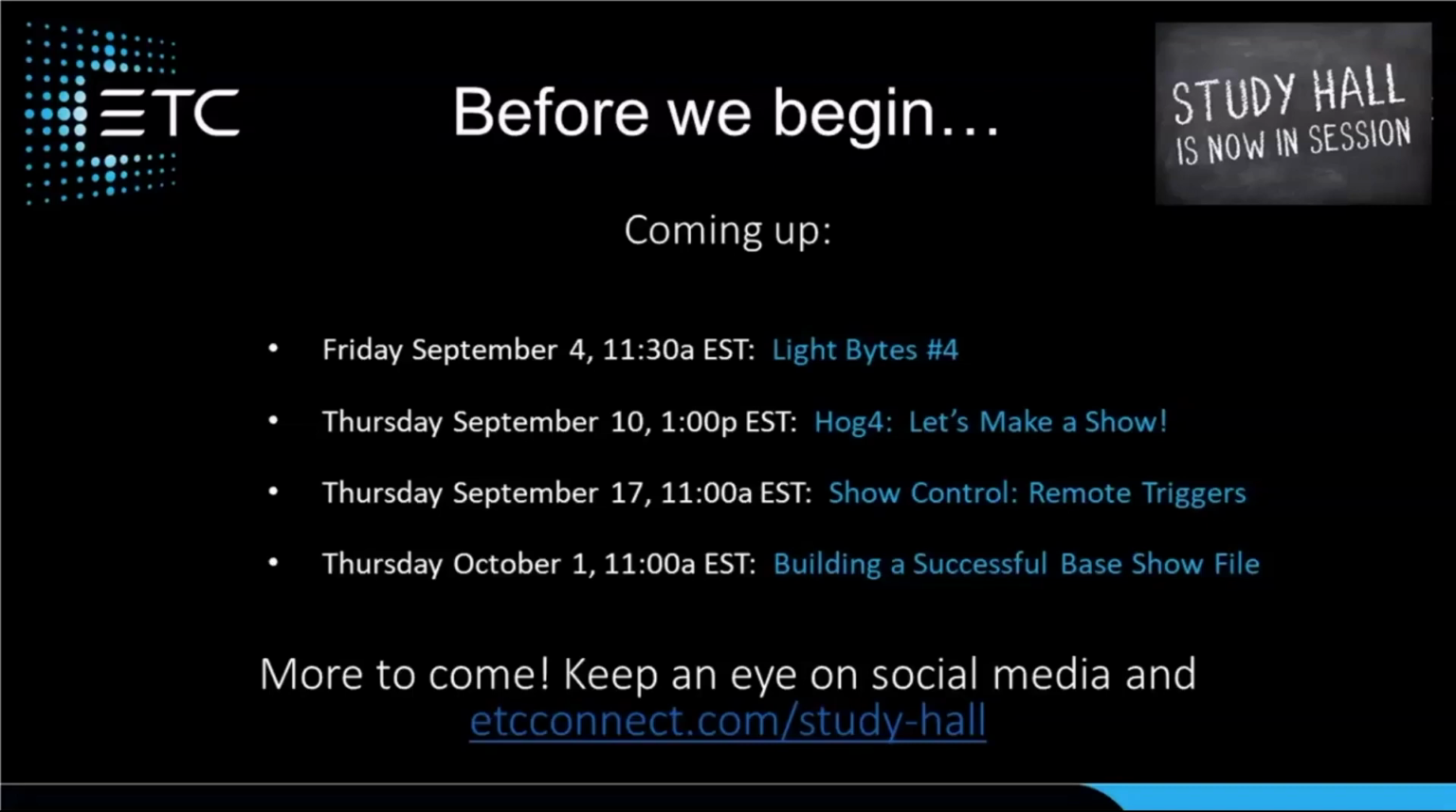And then next Thursday, we will be off. We're on our every other week format here. But next Thursday, the Hog team will be here, and they're going to be starting on making a base show file. 2 weeks from today in this time slot, Nick will be leading us in show control. We're going to be looking at remote triggers. We did a show control class a couple months ago now toward the beginning of study hall, and it was really popular and we had a lot of questions, so we're going to do another session on that topic. And then about 4 weeks from today, I'll be back leading us in how to build a successful base show file for EOS. So we've got base show file for Hog next week, EOS in a few weeks after that.